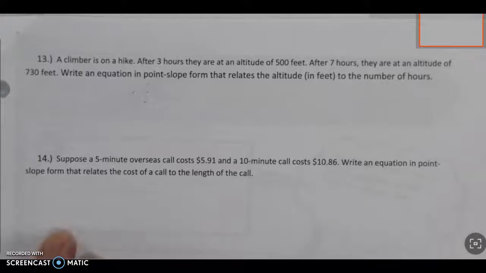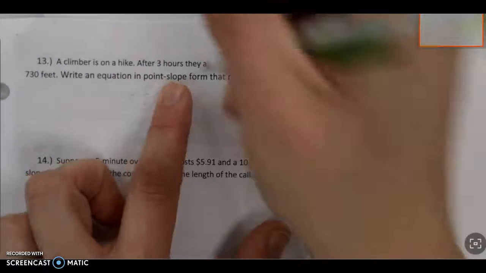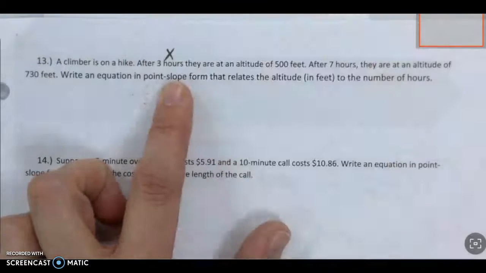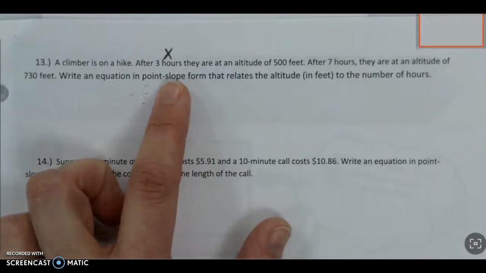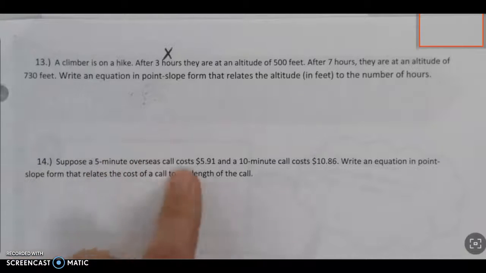Okay, for number 13, it says a climber on a hike after 3 hours. That one has time, so your time is going to be your X. That's a clear-cut one. Time is X. Okay, this one right here, suppose a 5-minute overseas call costs this much money. You guys don't quite understand that because you don't have to pay for your minutes on your cell phone. Like back in the day, if you talked on the phone for 2 minutes, it cost you so much money. Or if you talked on the phone for 20 minutes, it cost you so much money. It's per minute. But overseas calls still do cost you money if you're calling international.